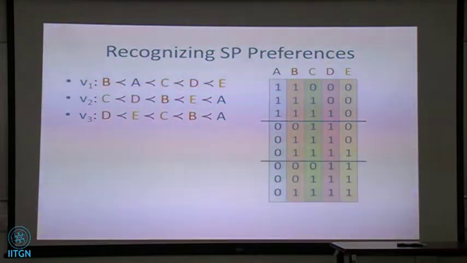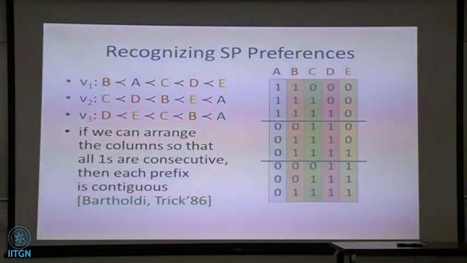Now third voter, I continue in the same fashion. Right, so here I got lucky because this particular preference profile is actually single peaked with respect to A, B, C, D, E. So my matrix actually has the consecutive ones property right away. So this is how I recognize single peaked preferences.